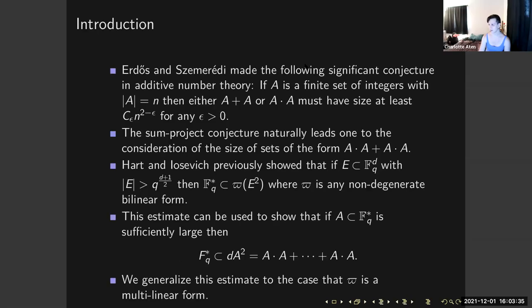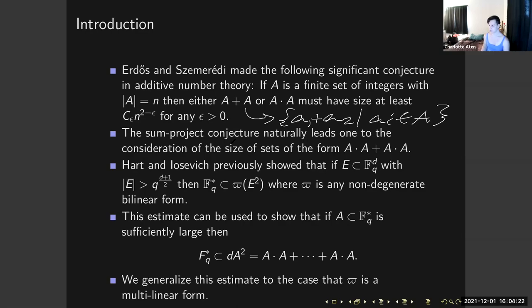Okay, so first of all, as some of you in the audience may know even better than me, Erdős and Szemerédi made the following significant conjecture in additive number theory. If A is a finite set of integers consisting of n elements, then either A plus A, which is the element-wise sum, so this would be the set of all little a1 plus little a2, where the a_i are in the set A, or the corresponding set where addition is replaced by multiplication must have size at least some constant depending on epsilon, n to the 2 minus epsilon, for any positive epsilon.